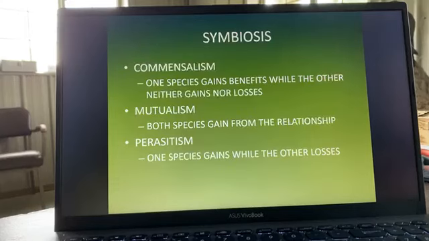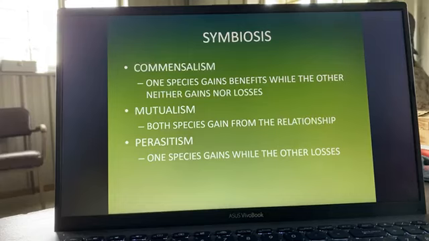So there are three forms of symbiosis, and I can't say commensalism. That's where one species gains or benefits while the other neither gains nor loses. So it's kind of a neutral thing, and we'll show you some examples of that. There's mutualism. That's mostly what we think of as symbiosis. Both species gain from the relationship.